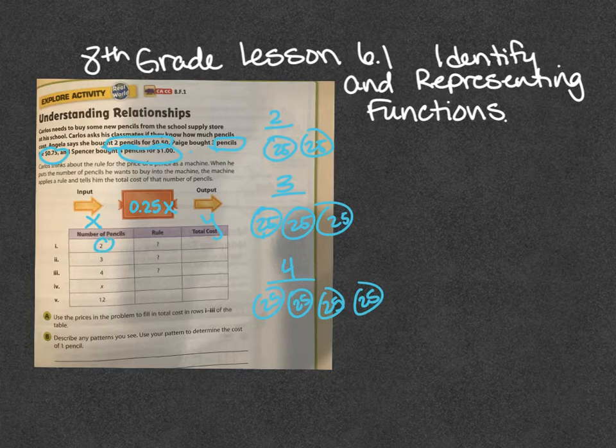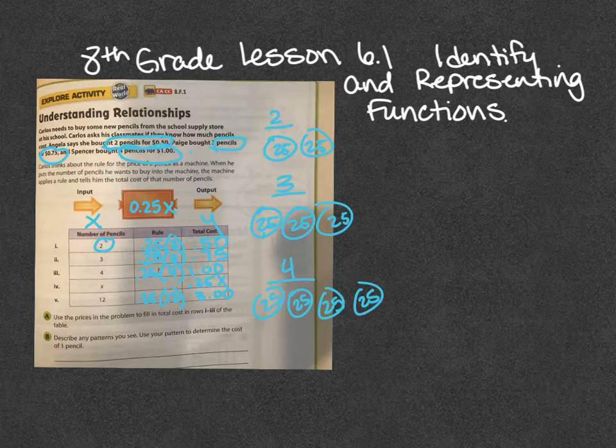So 2 pencils, we run through the rule. 0.25 times 2 gave me 0.50, 50 cents. 3 times 0.25 gave me 75 cents. 4 times 0.25 gave me $1. So here they're just asking you what's the rule, and so here you're just going to put 0.25x. And so what if you have 12 pencils? Okay, well you're doing 0.25 times 12, which is $3. And so that's what they're getting to understand.